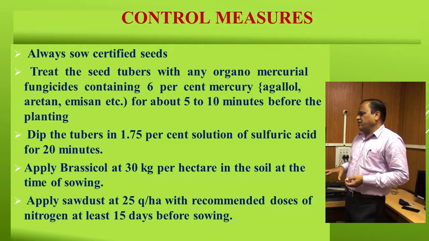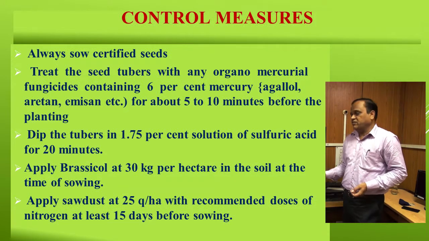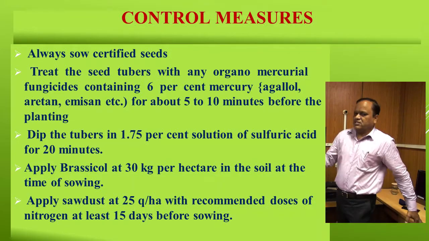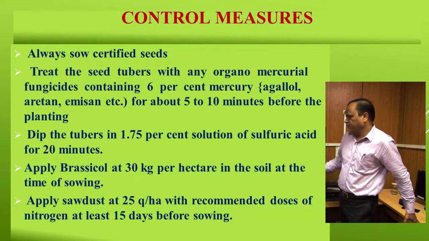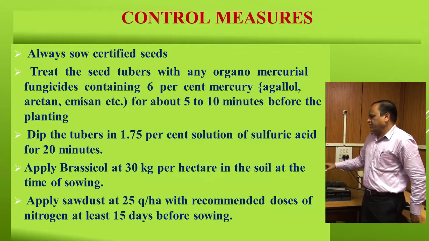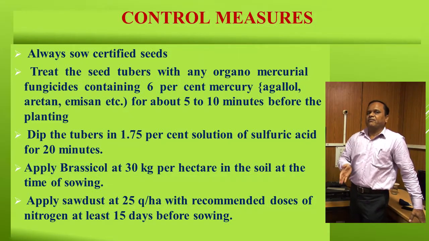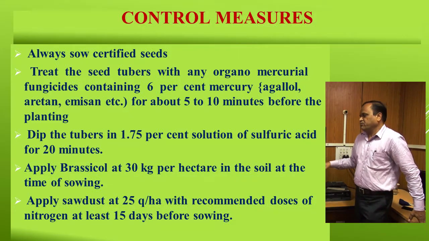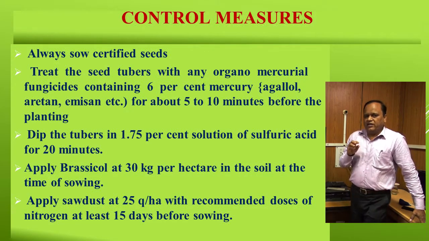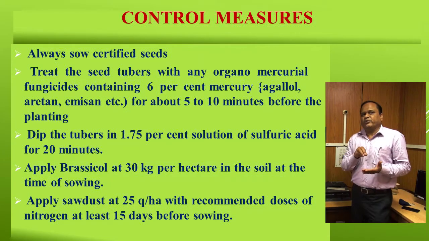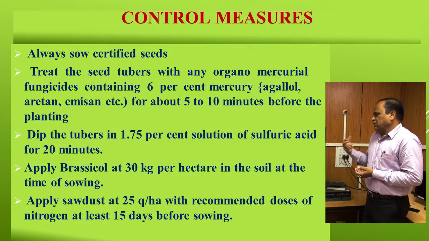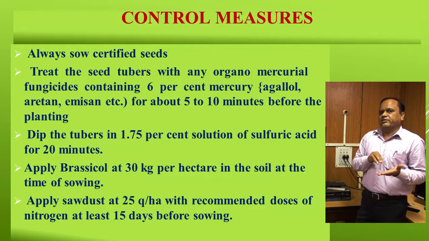And for the soil treatment, apply Brassicol at 30 kg per hectare in the soil at the time of sowing. So Brassicol will kill the spores if they are in the soil. Then apply sawdust at 25 quintals per hectare with the recommended dose of nitrogen at least 15 days before sowing of the potato, so that it will decompose in the soil. And sawdust, as you know, contains potassium. So potassium gives tolerance or resistance against the disease to the potato crop.